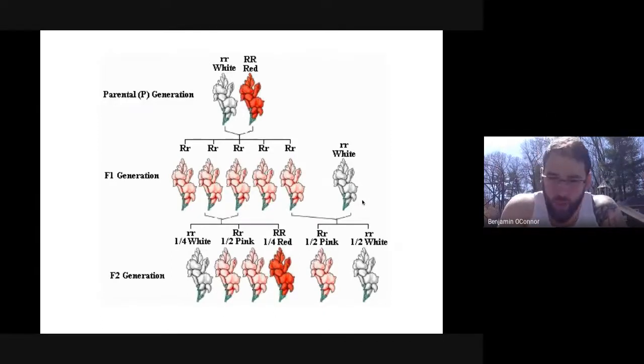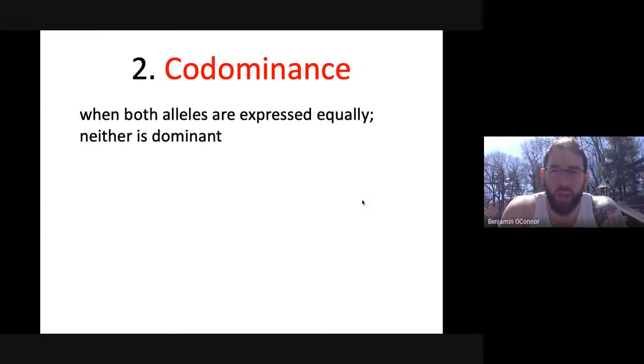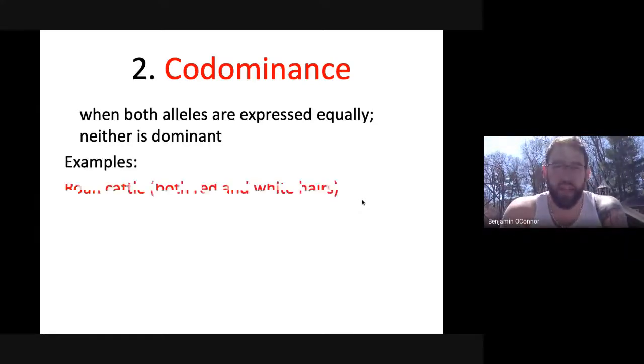All right, so moving on to one more concept, we'll have incomplete dominance, or no, sorry, codominance. This is when both alleles are expressed equally, neither is dominant. So in your heads, I want you to picture something that is multicolored. The first thing that comes up in my mind as far as animals go is a cow. We know that cows have black spots and white spots. They're not mixed. It's black and white, but they're at different parts of the body. And that's actually an example of codominance.